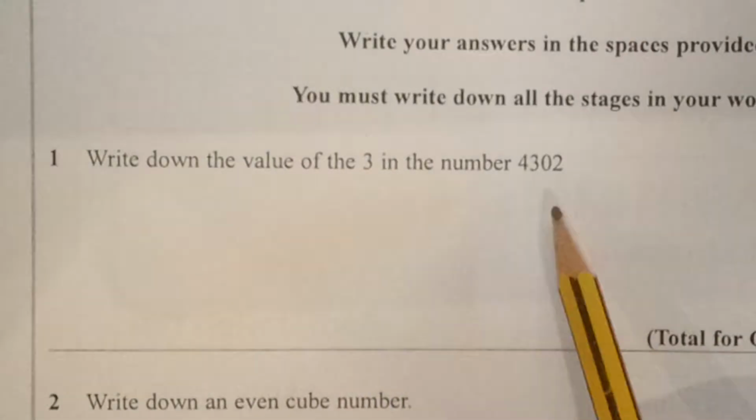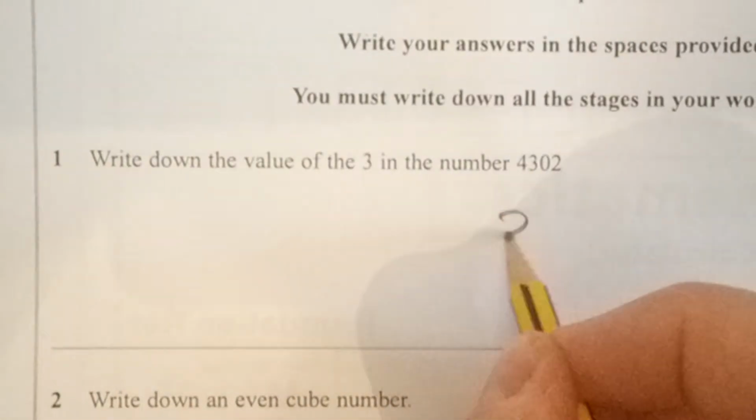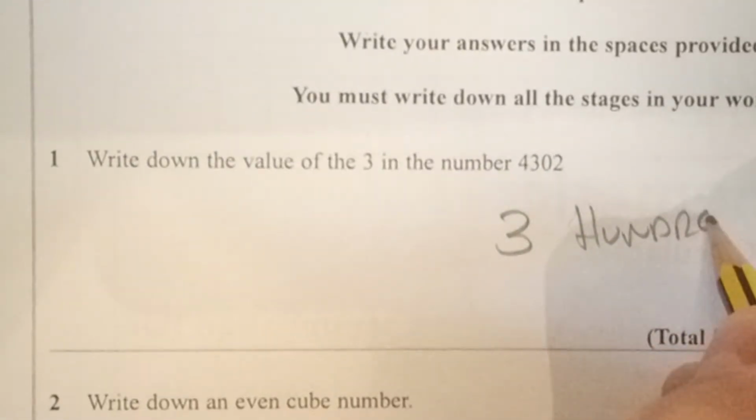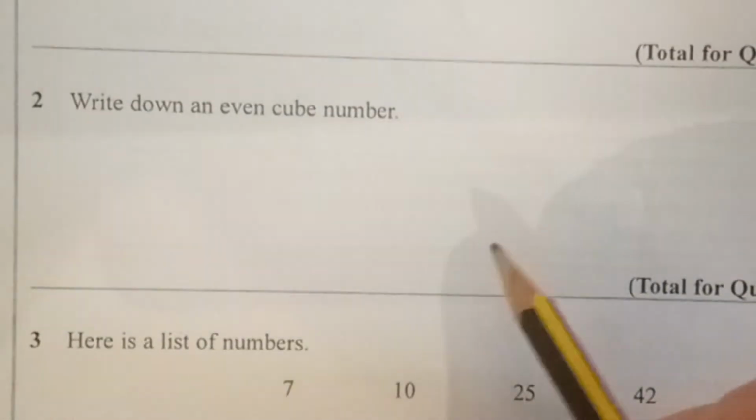Write down the number 3 in 4,302. The answer is going to be 300. Make sure you write in words. Okay. Write down an even cube number.